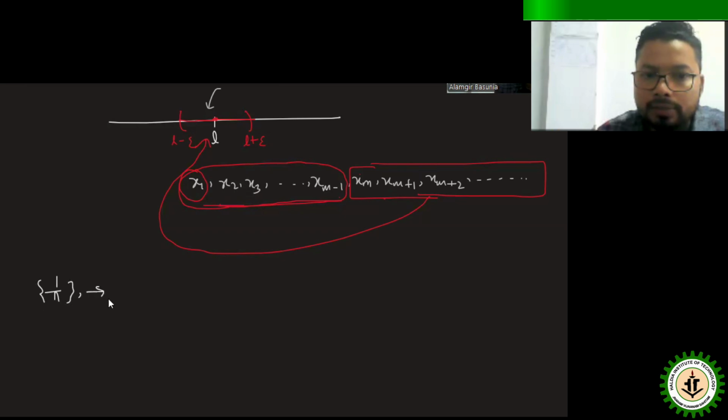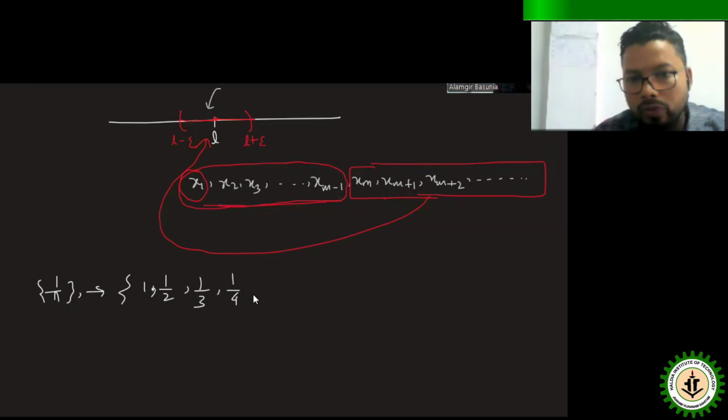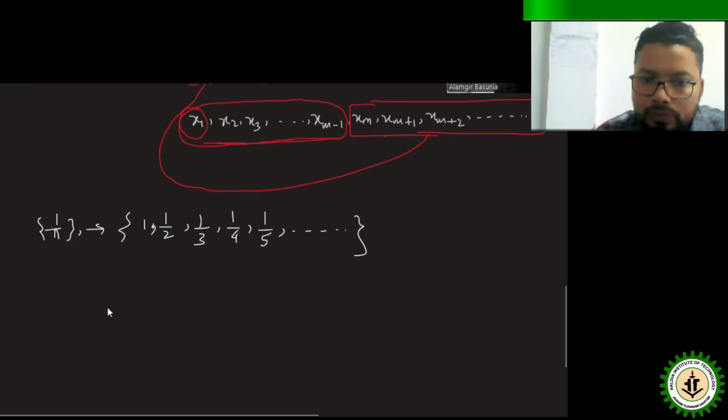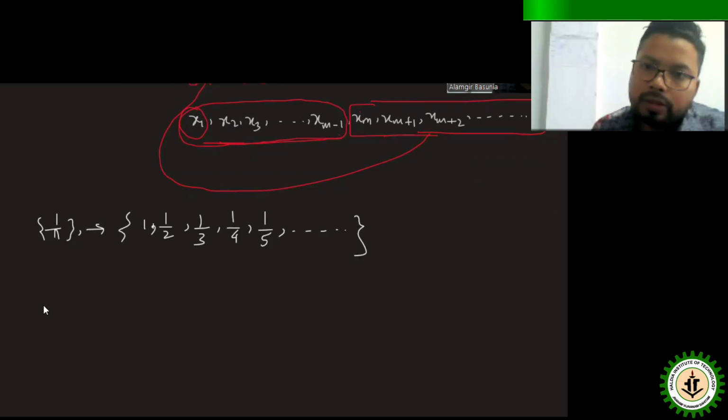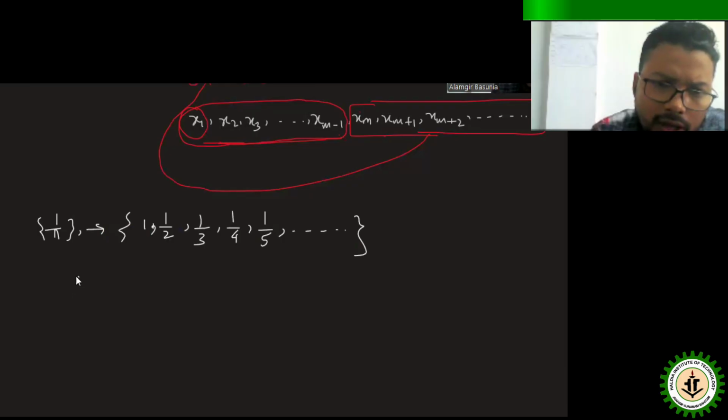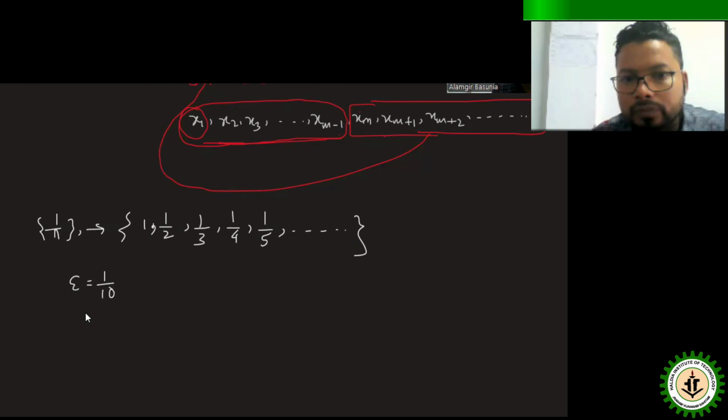1 by n is nothing but this sequence: 1, 1/2, 1/3, 1/4, 1/5, and so on. Now, can you give me a value of epsilon? Just think about the value of epsilon. Okay, suppose I am taking the value of epsilon as 1 by 10.